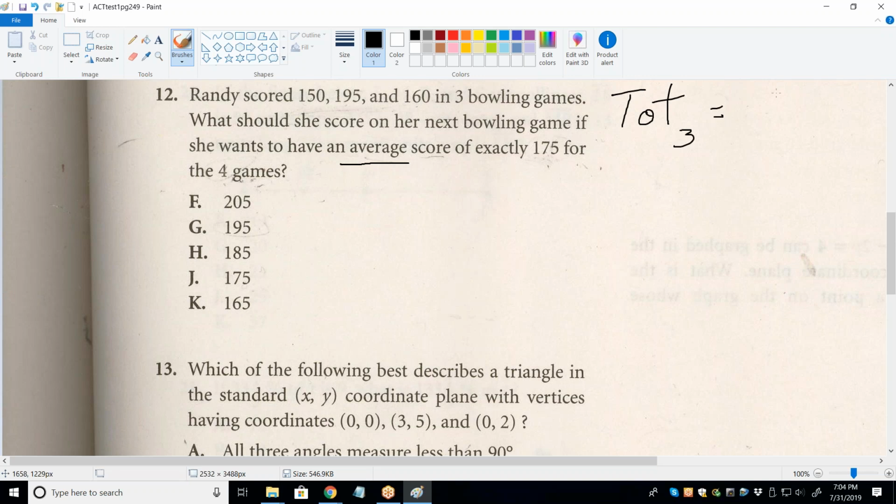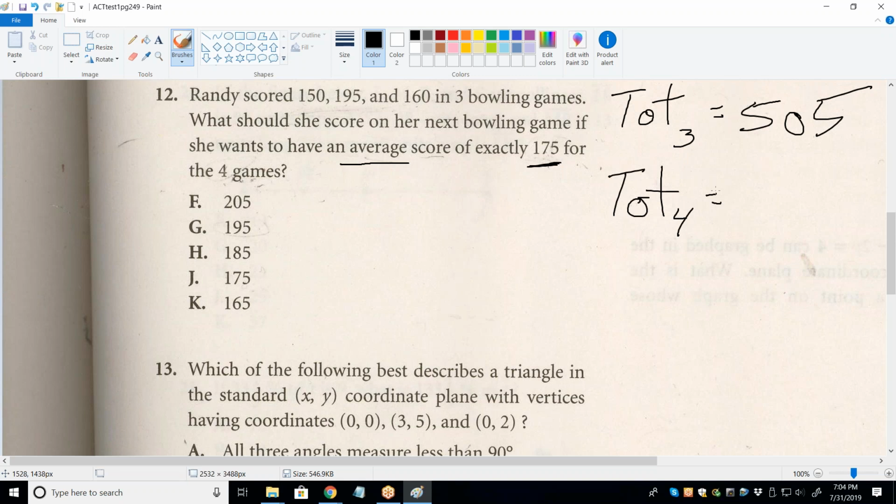Use your calculator. Don't do it in your head. You're going to do it a lot quicker in your calculator. So get used to using your calculator. Now, in order to get an average of 175 for 4 games, what does the total have to be for all 4 games?